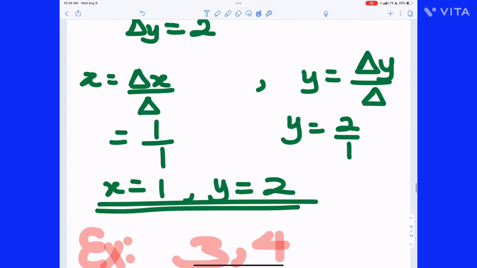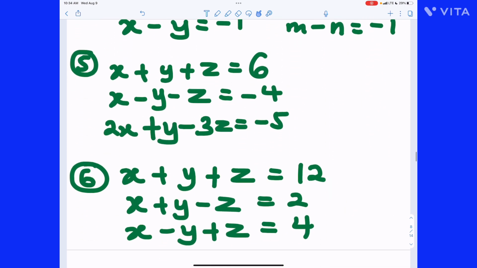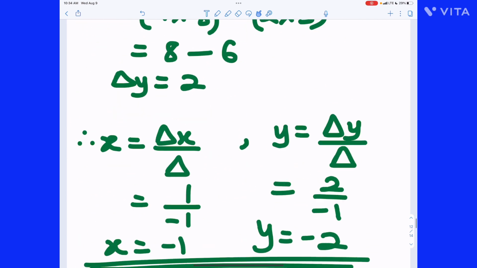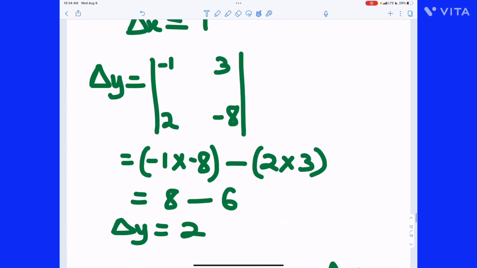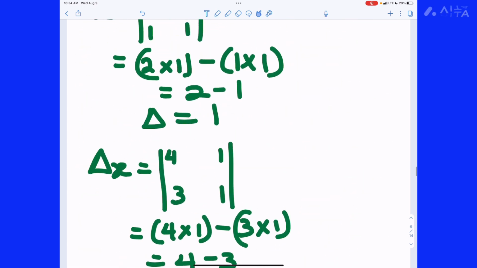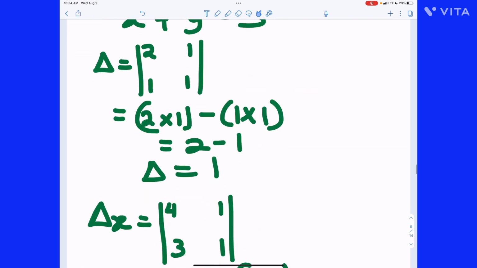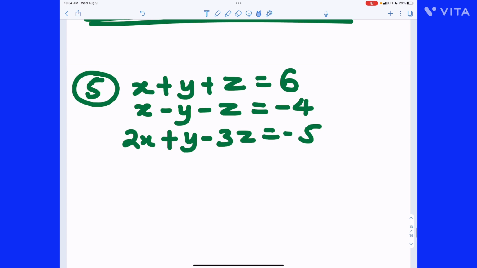Then the third line says 2x plus y minus 3z is minus 5. Let me be sure that's correct. 2x plus y minus 3z is minus 5.